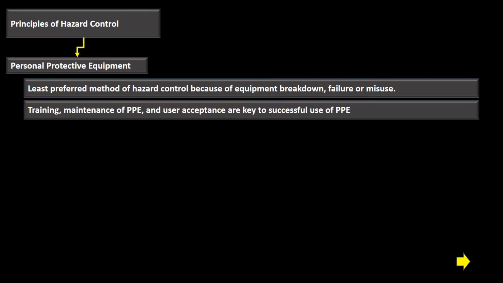And anytime we have PPE, it requires training, right? We have to have annual training for hearing conservation, annual fit testing for respirators. So it requires training, maintenance of the PPE, and then the user's got to accept it, right? They've got to use it appropriately and know that they have to put their hearing protection on when they go in a noise hazardous area, or they've got to wear this type of respirator when they're working in this kind of environment. So there's a high potential for user error, so that's why PPE is our least preferred method.